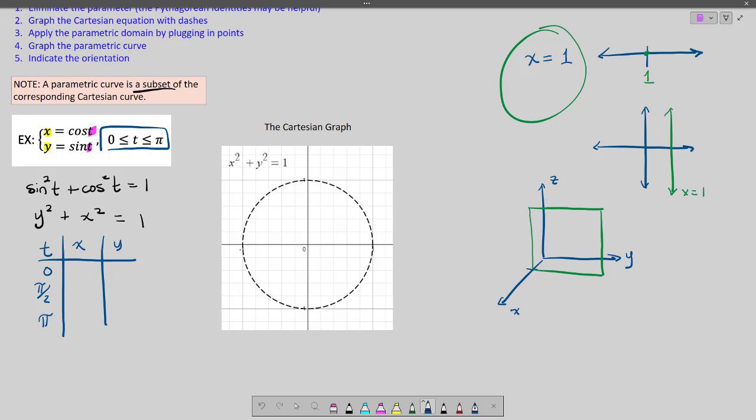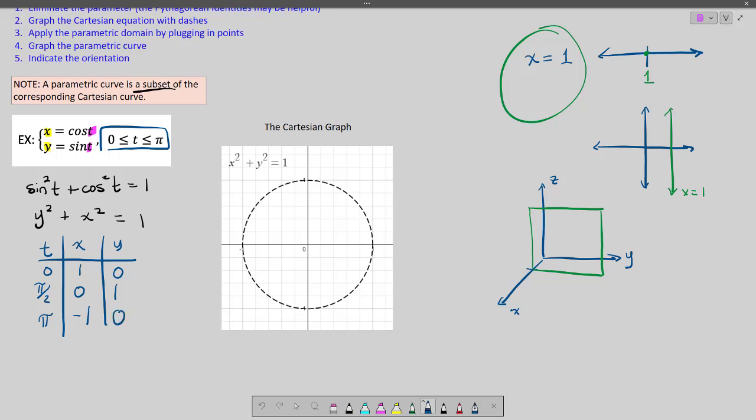So we plug in our t value up here, and cosine of 0 is 1, sine of 0 is 0. So we're just plugging in t into each place. Cosine of pi over 2 is 0. Sine of pi over 2 is 1. Cosine of pi is negative 1. Sine of pi is 0.